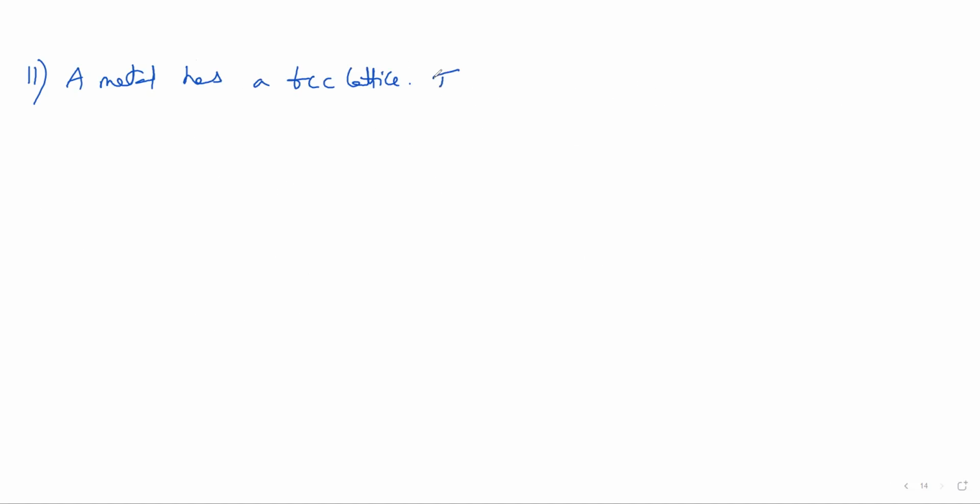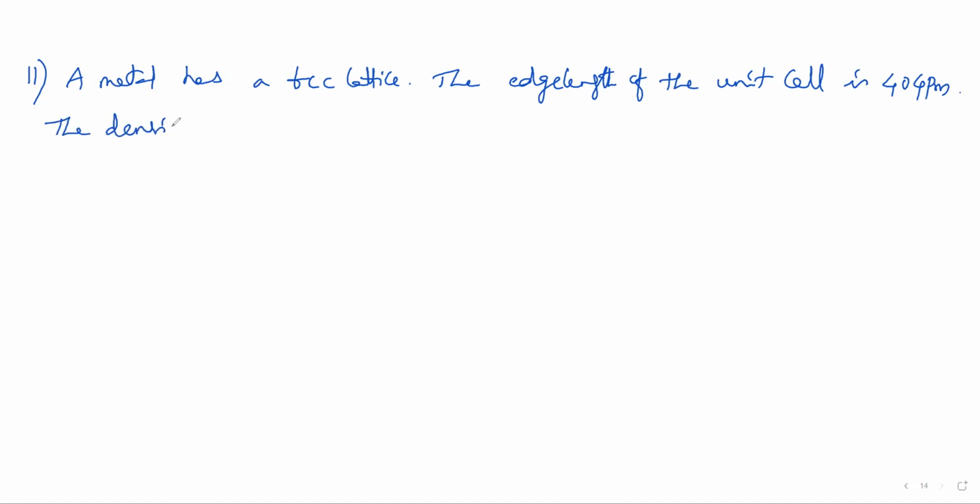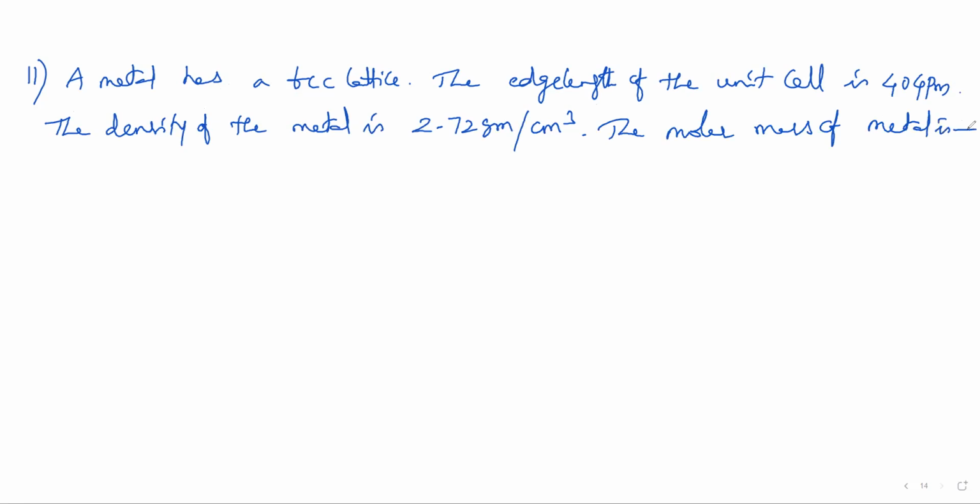The edge length of the unit cell is 404 picometers. The density of the metal is 2.72 grams per centimeter cube. The molar mass of the metal is, options: 27 grams per mole, 20 grams per mole, 40, 30.